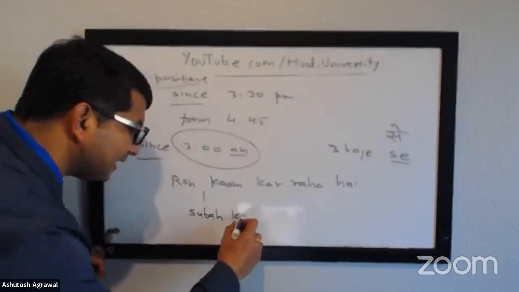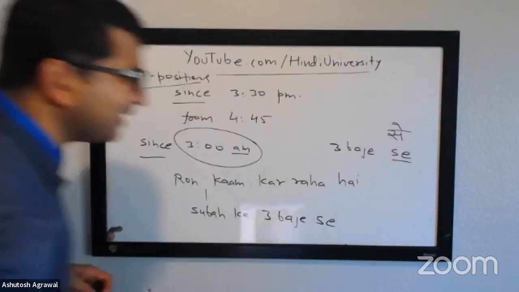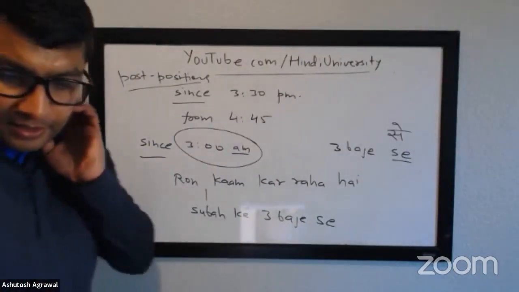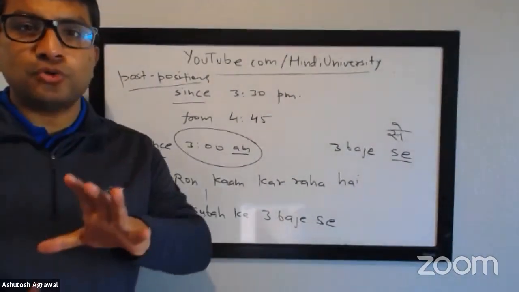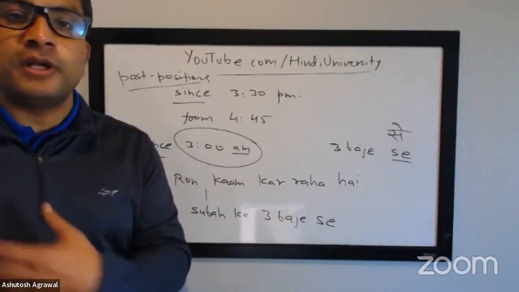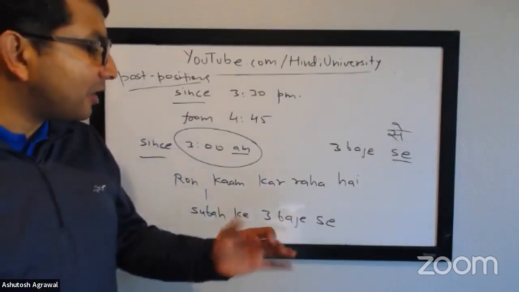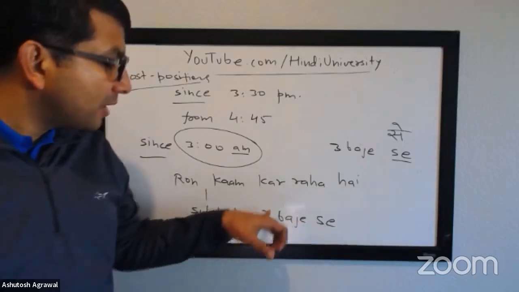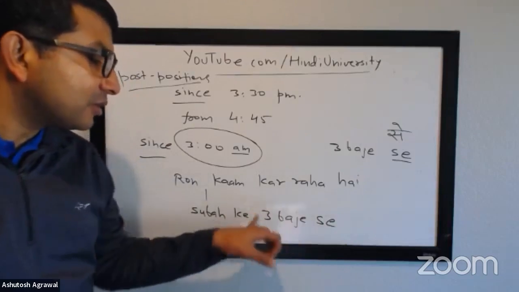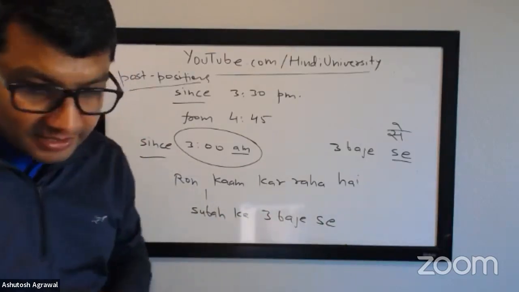Ron subah ke 3 baje se kaam kar raha hai. Okay, Ron subah ke 3 baje se kaam kar raha hai. Awesome. So you see, you have to still use this time in different contexts. One is simply telling and asking the time, but the second is that now you have a situation and you want to use it along with postpositions and what you've learned. Okay, Ron subah ke 3 baje se kaam kar raha hai.